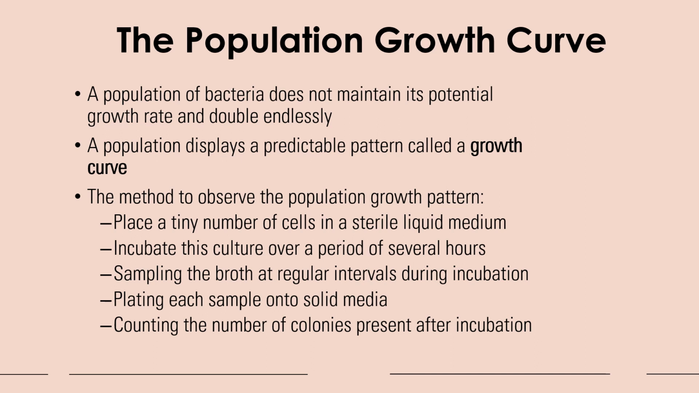The population growth curve. A population of bacteria does not maintain its potential growth rate and double endlessly. A population displays a predictable pattern called a growth curve. The method to observe the population growth pattern: place a tiny number of cells in a sterile liquid medium, incubate this culture over a period of several hours, sampling the broth at regular intervals during incubation, plating each sample onto solid media, and counting the number of colonies present after incubation.